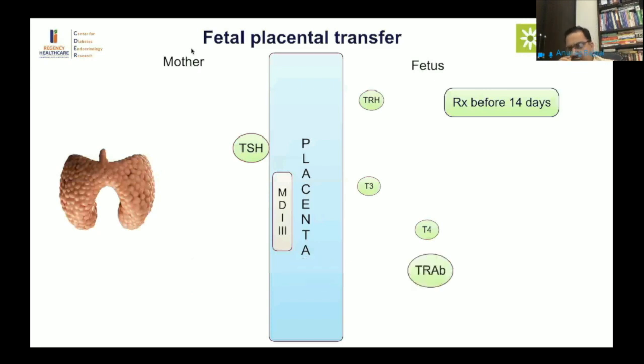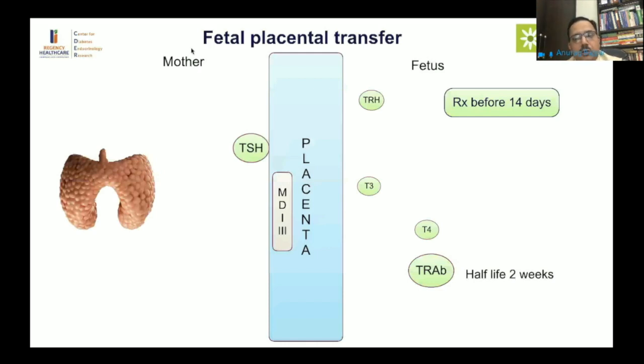On the other side, the thyroid receptor antibodies, whether blocking or stimulating, cross the placenta. They have a half-life of around 2 to 3 weeks. So if there are more blocking antibodies, they will cause hypothyroidism, which will result in apparent athyreosis, which improves over around 2 to 3 months. If there are stimulatory antibodies, there will be thyrotoxicosis, which would again be a transient phenomenon, typically resolving in 2 to 3 months.